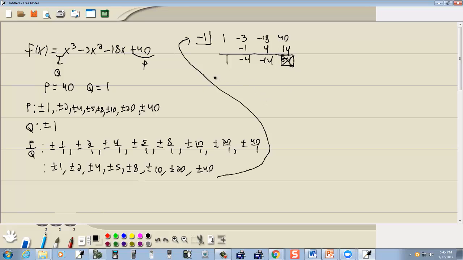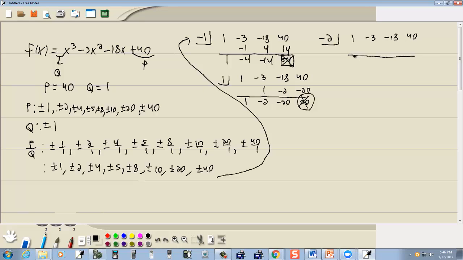We didn't get a 0. So I go to my next number, which is 1. And I'm going to plug it into synthetic division. So add, multiply, add, multiply, add, multiply, add. Still haven't got a 0. Go to my next number, negative 2. Add, multiply, add, multiply, add, multiply, add. Still don't have a 0.